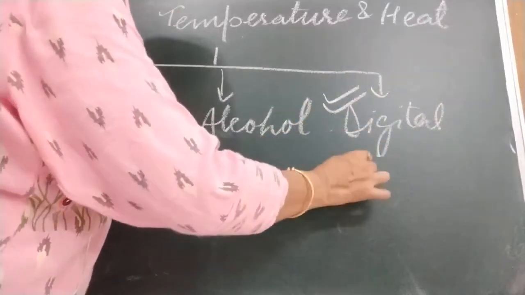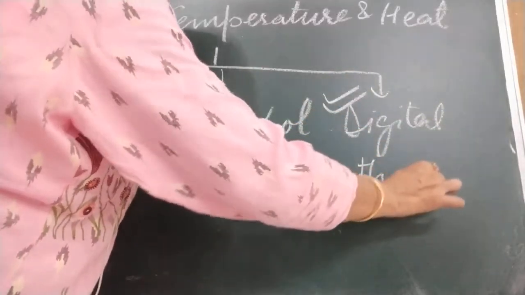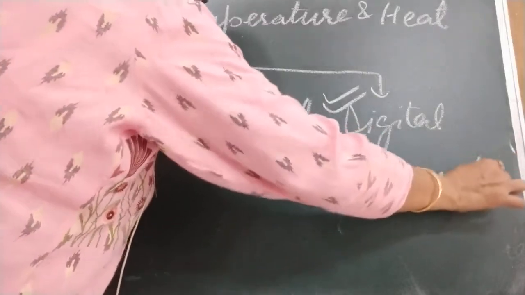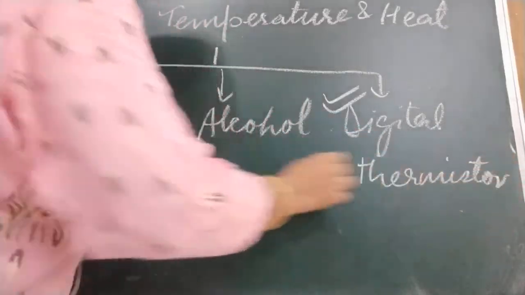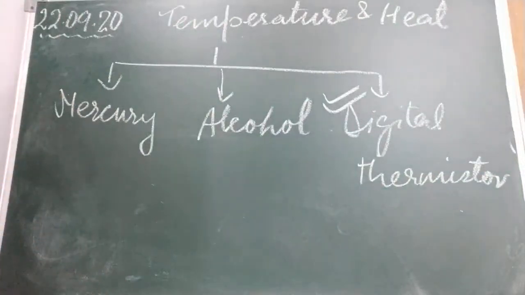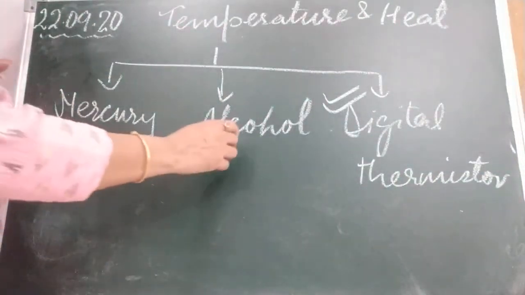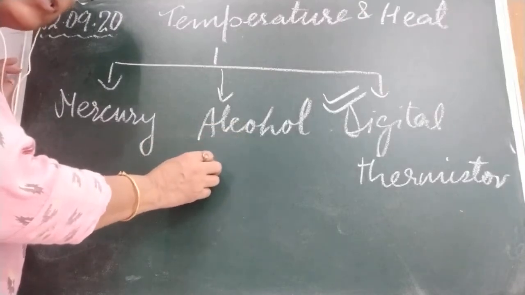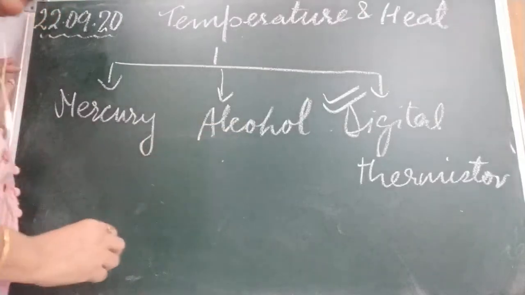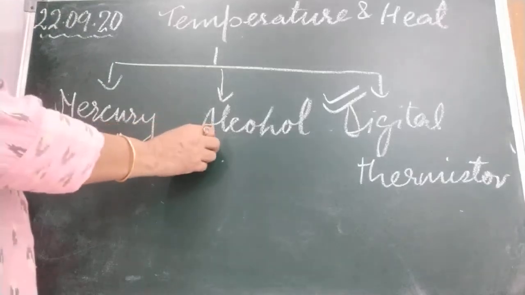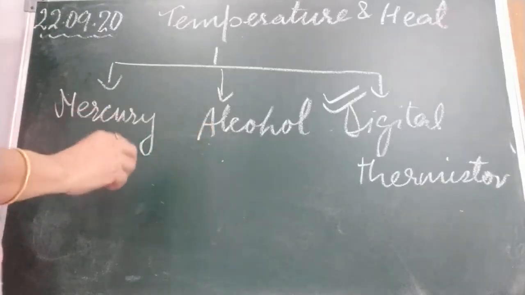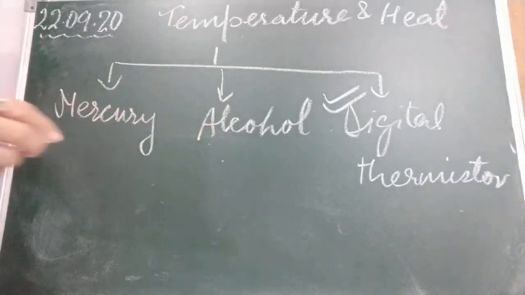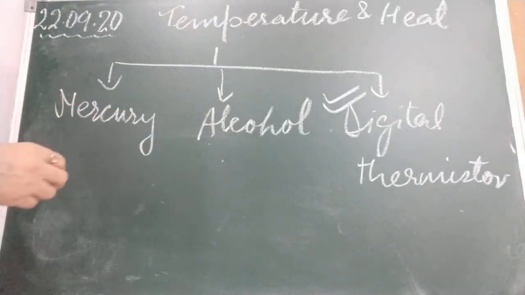In this, what is present? A thermistor, and by this thermistor we get the reading in digits. Okay. Now come to the alcohol thermometer. Alcohol we use in laboratories generally. The alcohol thermometer is better than mercury. Why? Mercury is poisonous, and also mercury is very costly.